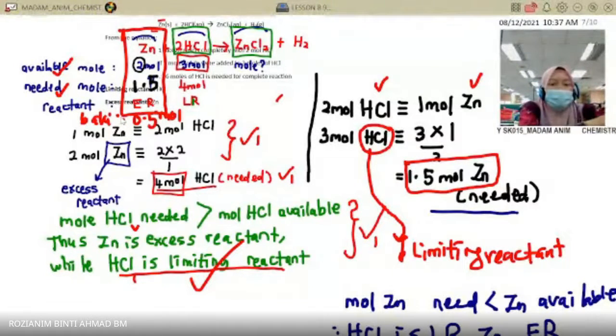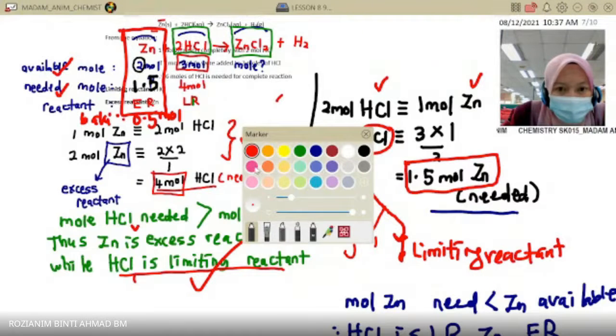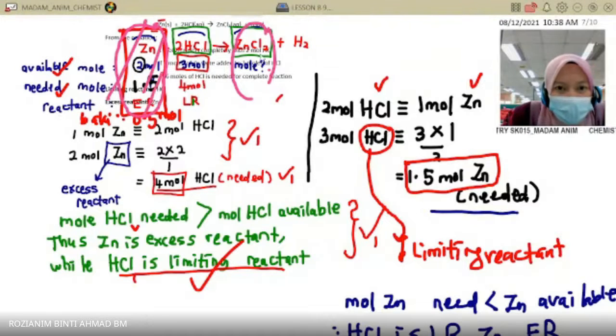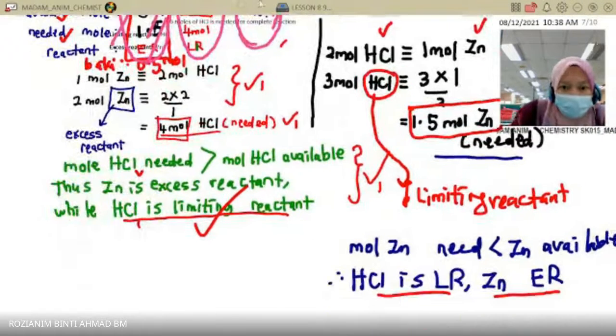Okay. And then kalau soalan tu tanya lagi, berapakah mol untuk zinc chloride? So bila soalan tu minta mol untuk zinc chloride, okay, fokus kamu hanya compare limiting reactant kepada produk sahaja. Ni excess salah. Kalau dia minta mol untuk produk, dia hanya consider limiting reactant kepada produk sahaja. Contoh, okay, saya kira terus buat kat bawah.